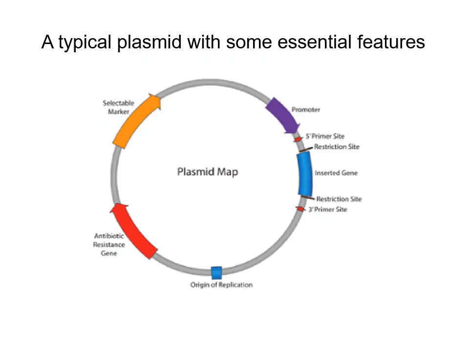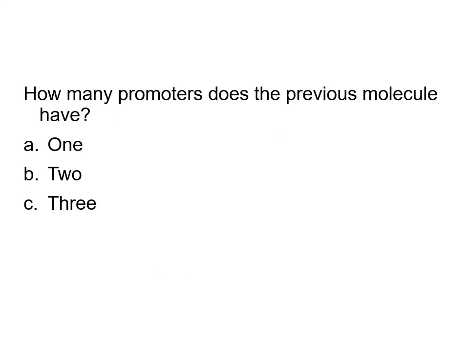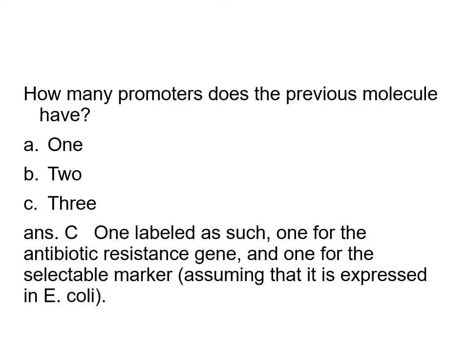Okay, we're back to our plasmid with essential features. We talked about the antibiotic resistance. We talked about the origin of replication. Now we need to talk about some of the other features, namely the polylinker region. I forgot. How many promoters does this plasmid molecule have? 1, 2, or 3? The answer is 3.